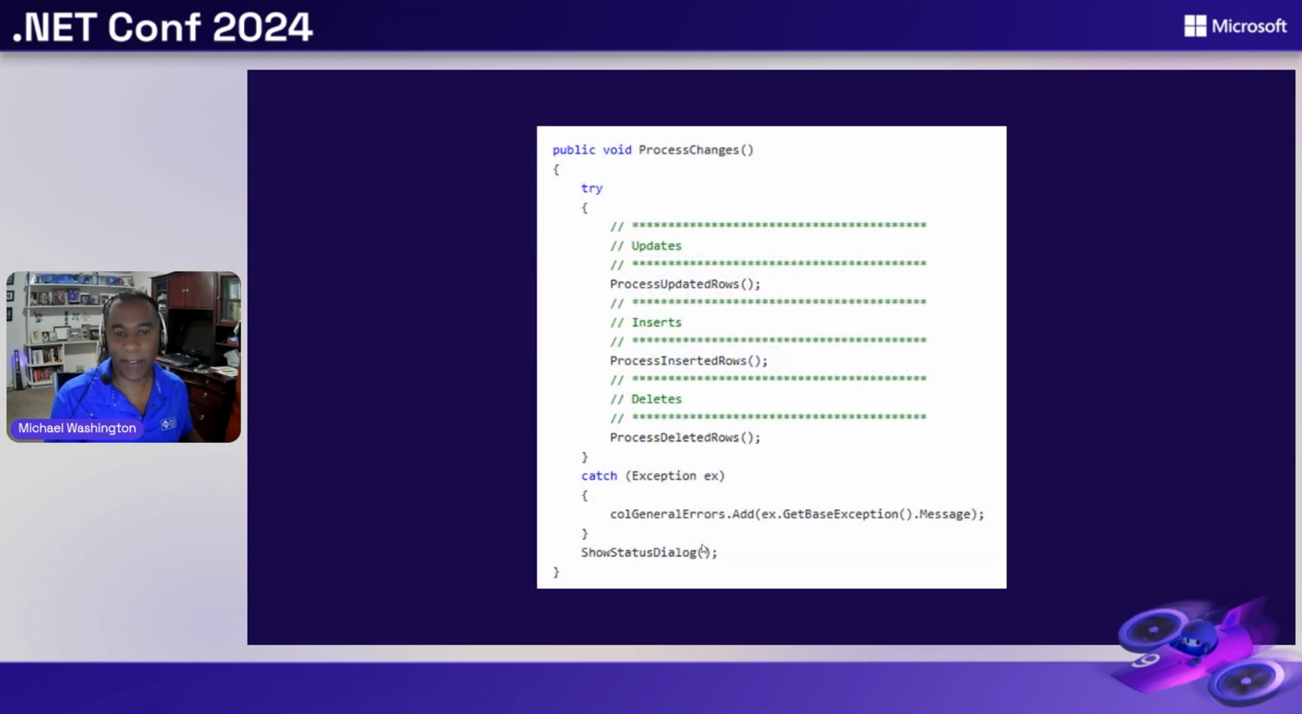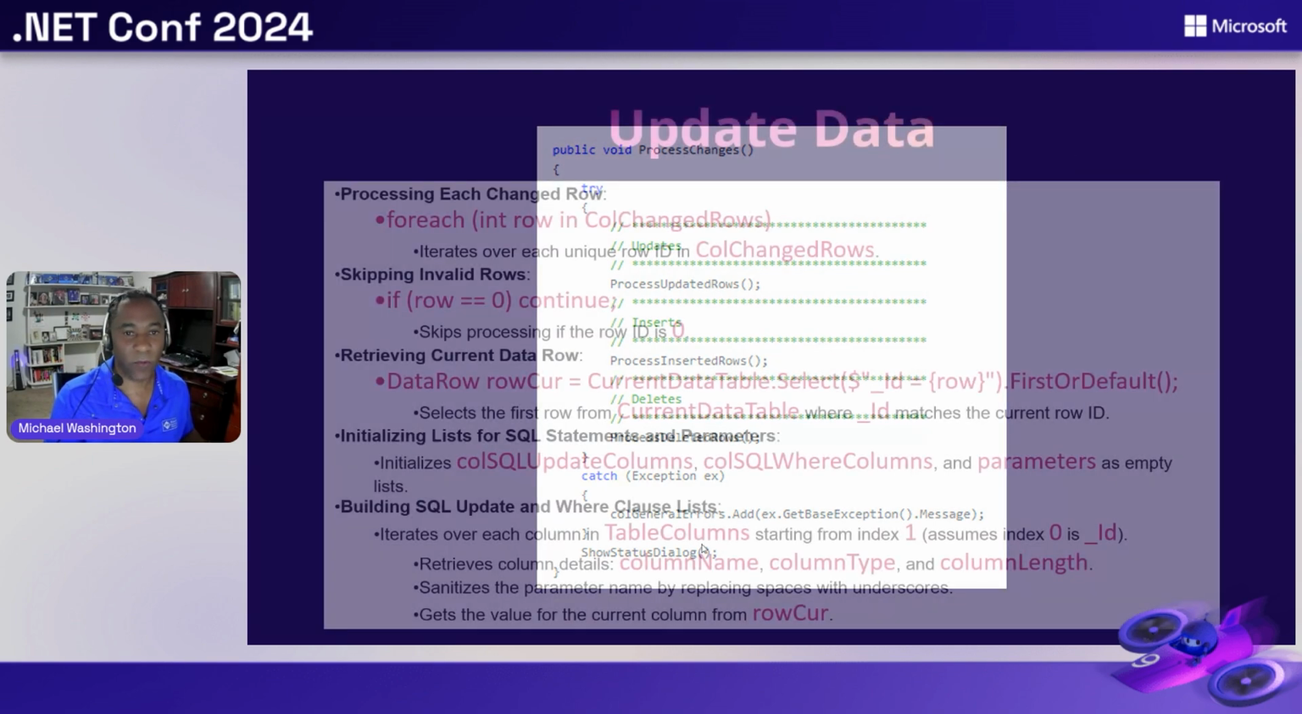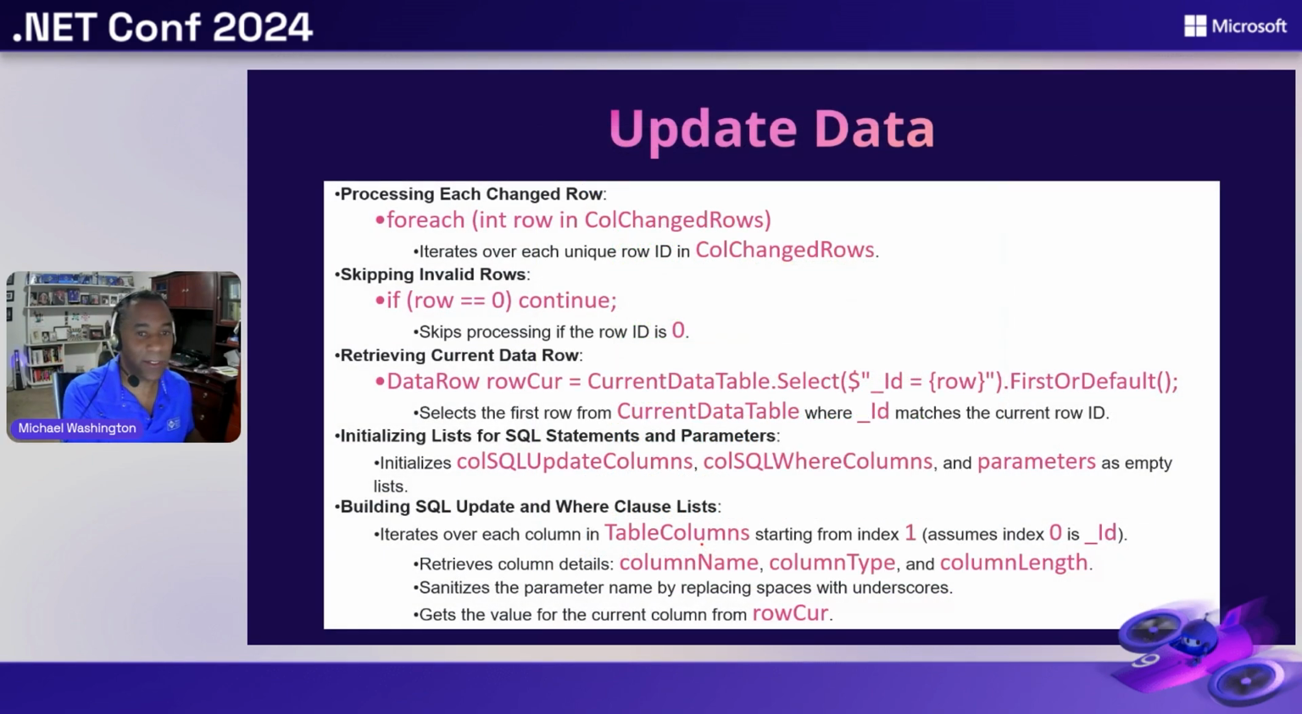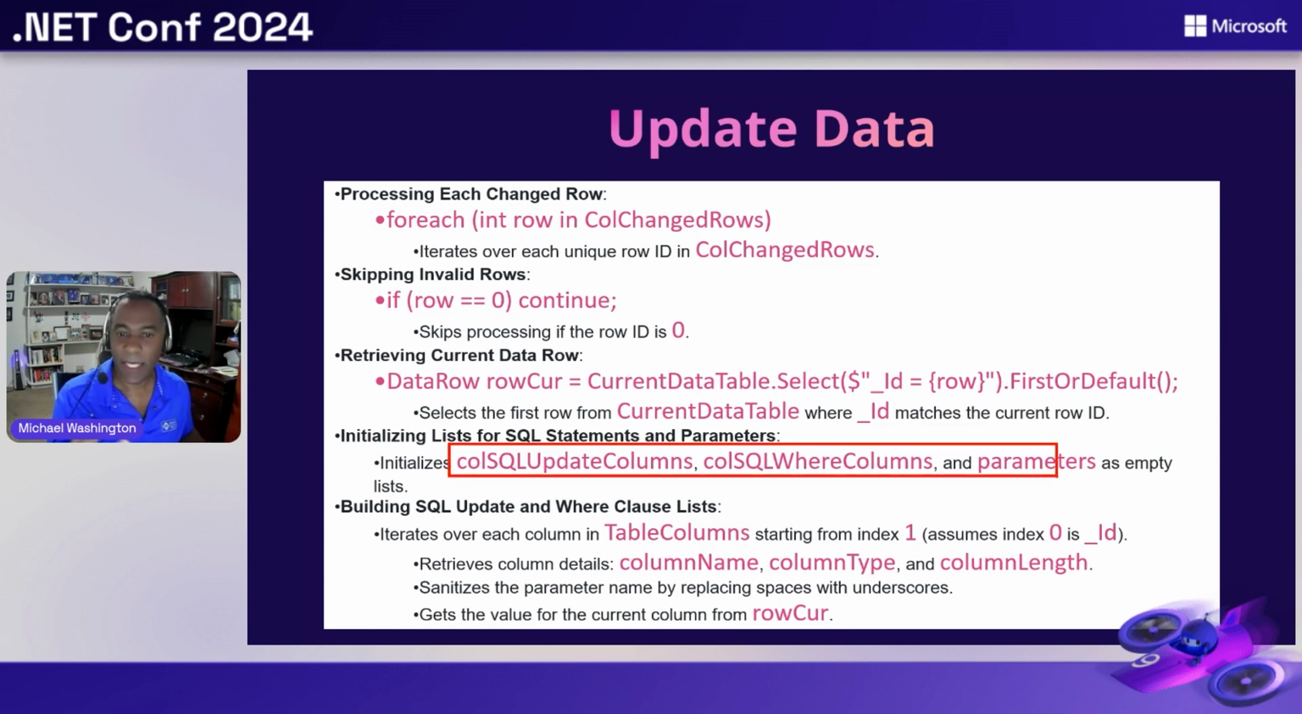When you hit the save button, this is that process changes method, where first I process the updated rows, then I process the inserted rows, and then I process the deleted rows. So for the updated rows, it actually turned out to be a little bit more complicated than I was expecting. Again, like I said, I did the work, so you don't have to. But for example, I have to determine, based upon the primary key, how to do the update statement. Again, everything is parameterized.